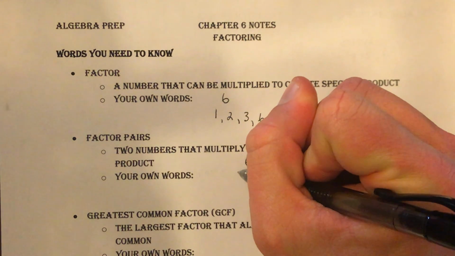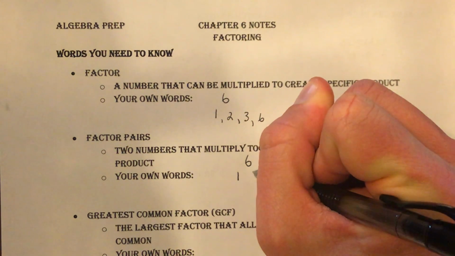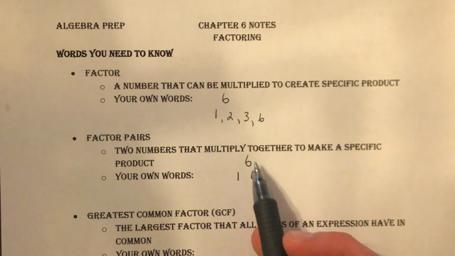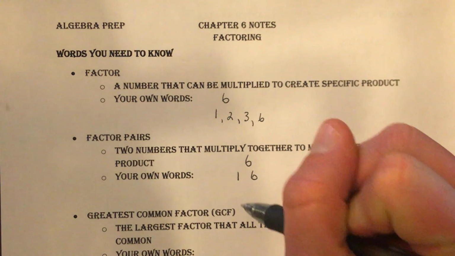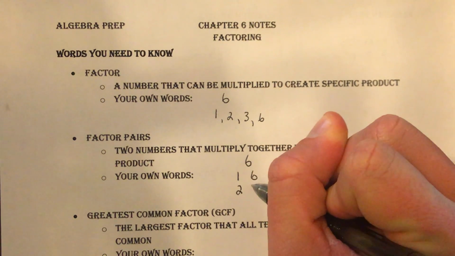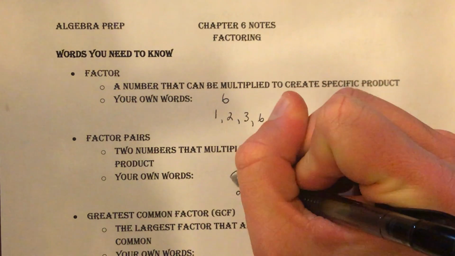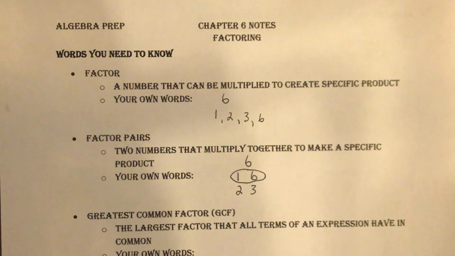So our first factor pair is always going to be 1 and the number itself. So 1 and 6. So that would be a factor pair. 1 times 6 equals 6. Our other factor pair for this one would be 2 and 3, because 2 times 3 equals 6. So those are known as factor pairs. They're two specific factors that go together, that multiply against each other to make that specific product, which in this case was 6. So this right here would be considered a factor pair.